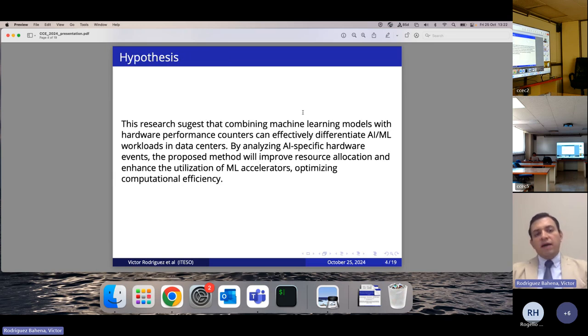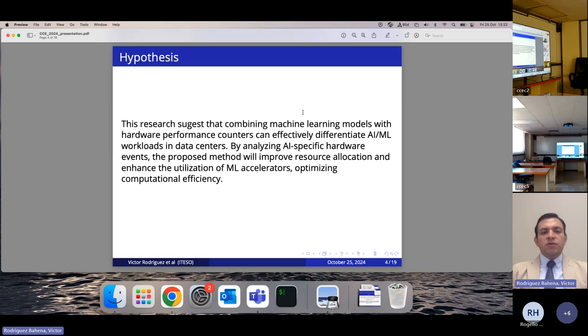The hypothesis that we have is that this research will be focused on creating a model based on machine learning with hardware performance counters that can efficiently differentiate AI or machine learning workloads in data centers. By analyzing these AI-specific hardware events, the proposed methods will improve resource allocation and enhance utilization of the machine learning accelerators. And the idea is to optimize the computational efficiency.